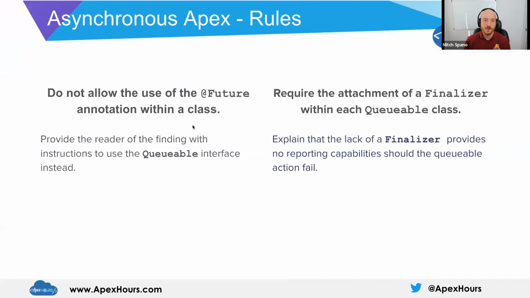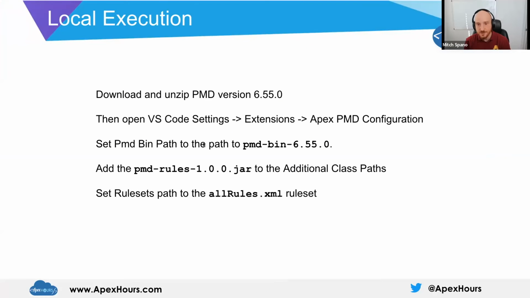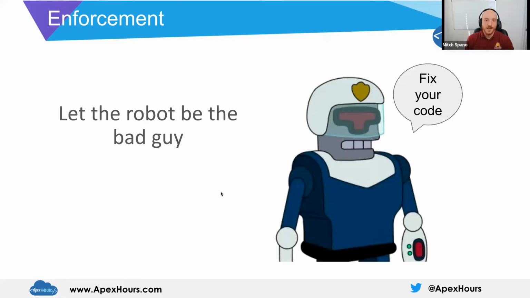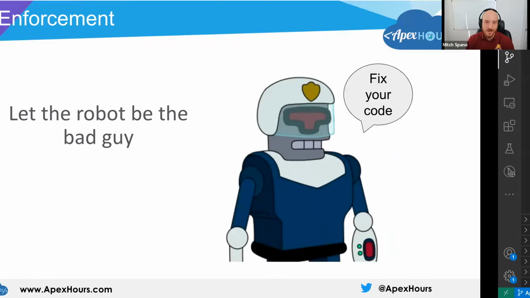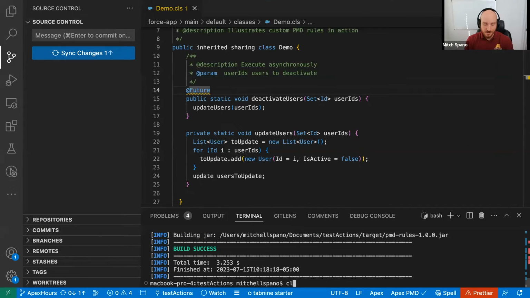So let me switch back over here. These are the steps to be able to get those rules to display in your local, right? So use PMD 6.55, add the PMD rules jar to the additional class paths, and then set the all rules XML. Okay, cool. How are we going to enforce this though? This is where it really gets interesting. Okay, we're going to let the robot be the bad guy here. One thing that we've done is I've created a GitHub action called SFDX scan pull request. So let's go ahead and clear this out.